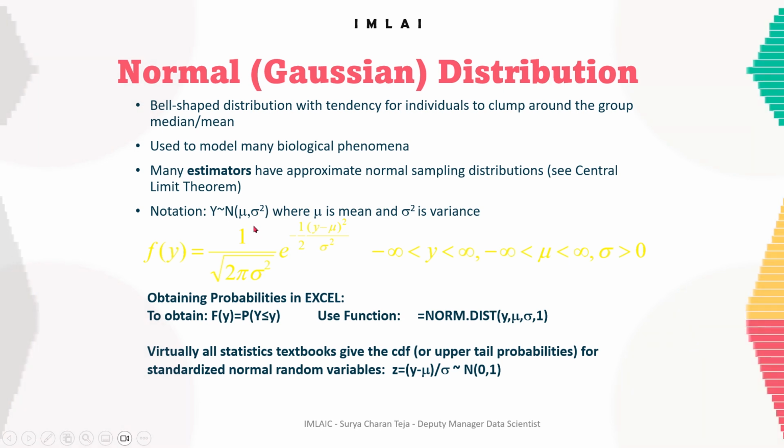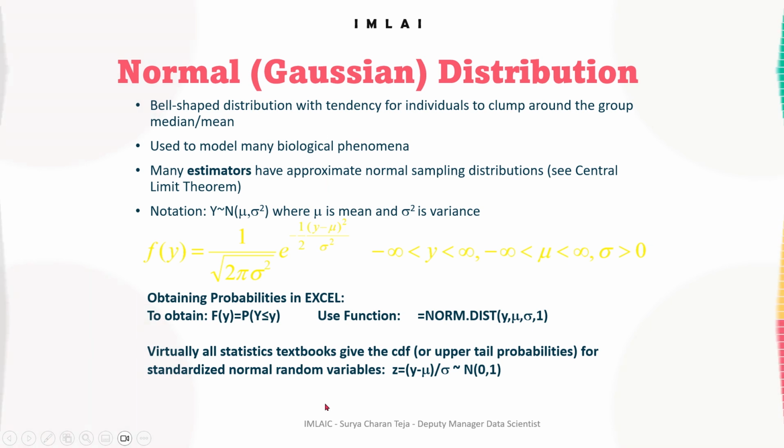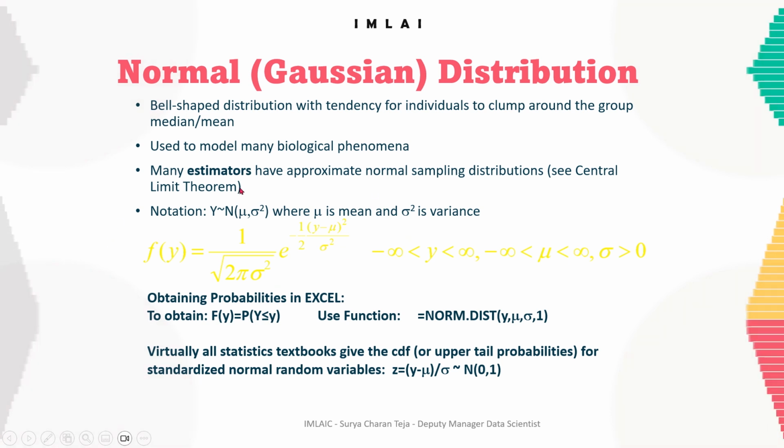Anyhow, the notation. Y is distributed as normal with mu and sigma square, where mu is the mean and sigma square is the variance. So f of y is equal to 1 divided by square root of 2 pi sigma square, multiplied by e power minus 1 by 2, y minus mu all square divided by sigma square. This is the notation for the normal or Gaussian distribution.